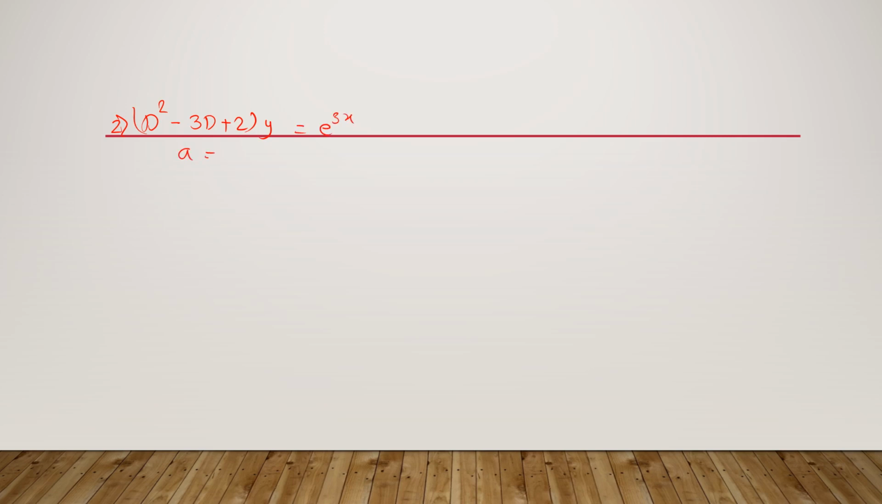Now over here the value of a is equal to 3. So the particular integral is equal to 1 upon D square minus 3D plus 2, into e to the power 3x. Now substitute the value of D equal to 3, then just check whether we are getting the denominator equal to 0 or not. So after substituting D equal to 3, D square will be equal to 9, minus 9 plus 2, into e to the power 3x.